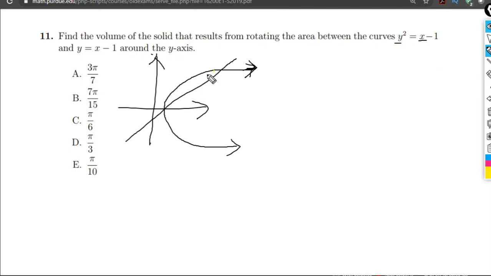And then the area would be the area rotating about the y-axis here. So using cylindrical shells, we can say the volume will equal 2 pi. The bounds, I actually need to solve for that.